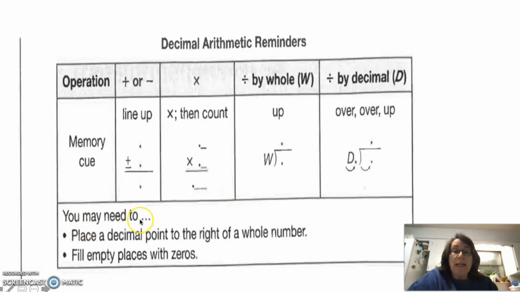So it says you may need to place a decimal point to the right of a whole number and fill empty spaces with 0. So sometimes if we have a whole number, then we may have to put a decimal to the right of it so that we know where our whole number ends, and where we're going to have to start our decimals.